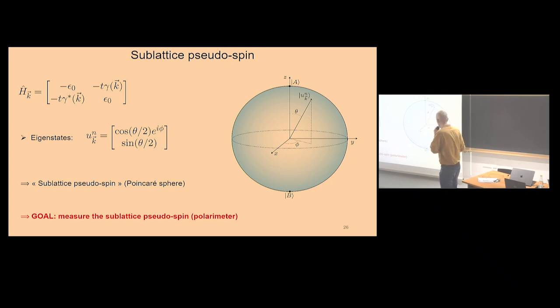So my Poincare sphere is the following. At the north pole, we have a state that is fully localized on one of the sublattices, so there is intensity only on one site out of two. At the bottom, it's the other sublattice. At the equator, both sublattices are equally populated, with a relative phase given by phi. That's what it means. And our goal is to measure this pseudospin on the Poincare sphere.